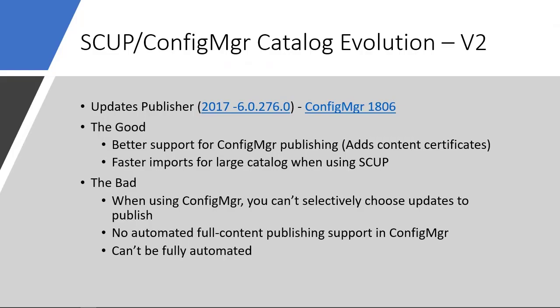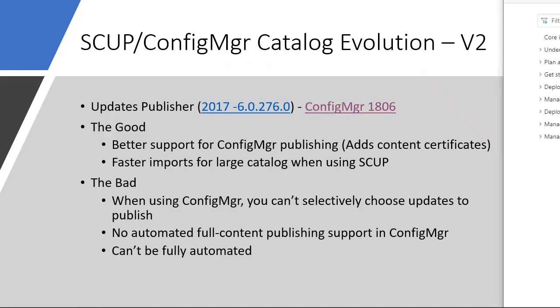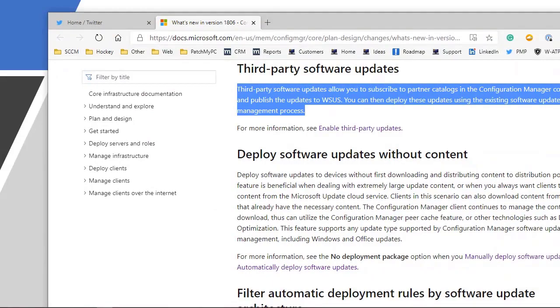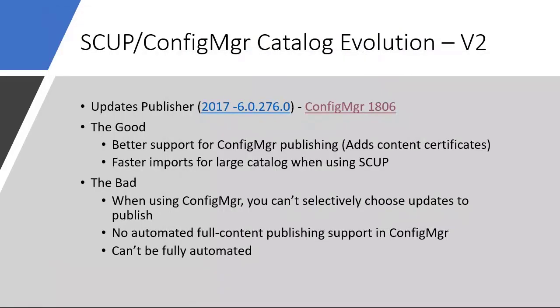So the V2 catalog came with an update to System Center Update Publisher, or SCCM, that was released in 2017. And along with that, Config Manager 1806 was able to import third-party update catalogs as well. This is where they added the certificates, which was really what we needed to deploy third-party patches. Those certificates need to be trusted by Config Manager in order for the updates to install. So this brought in Config Manager publishing, which really lets you do everything on the Config Manager side.